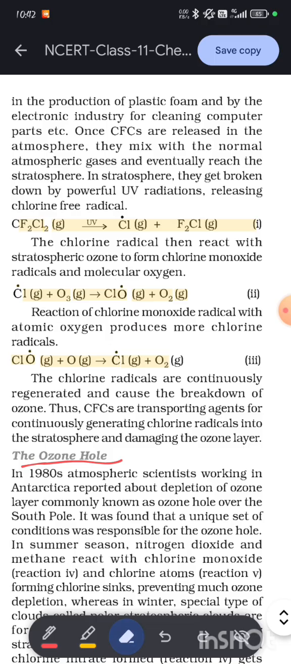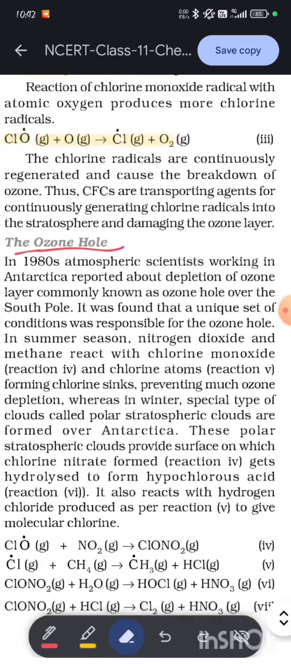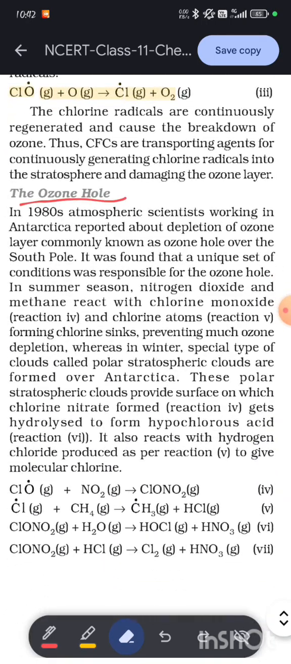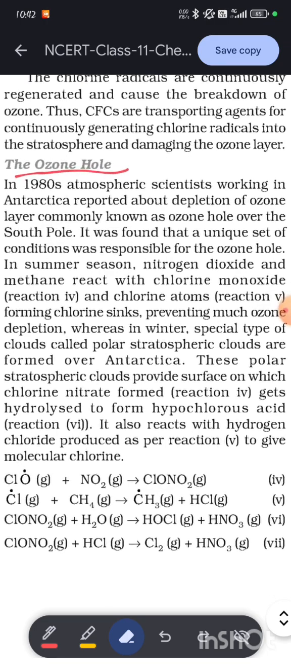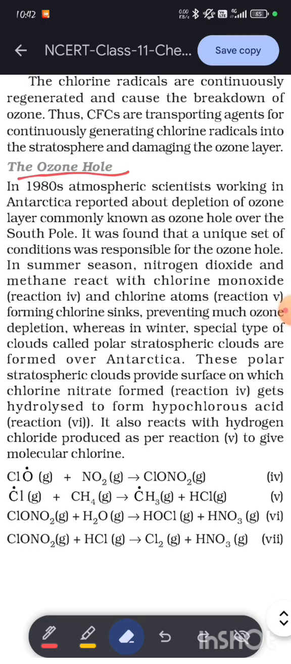Then the next topic is the ozone hole. In the 1980s, atmospheric scientists working in Antarctica reported depletion of the ozone layer, commonly known as the ozone hole, over the South Pole. It was found that a unique set of conditions was responsible for the ozone hole.